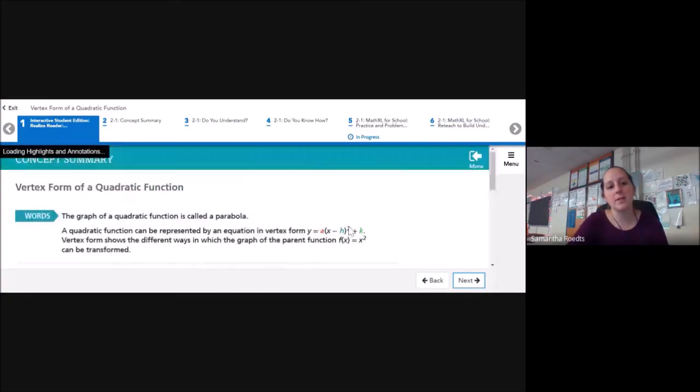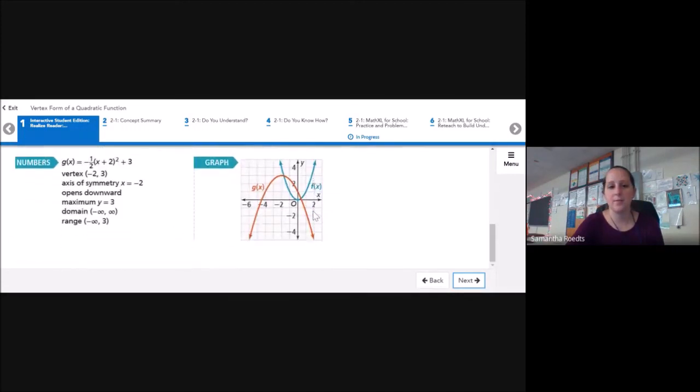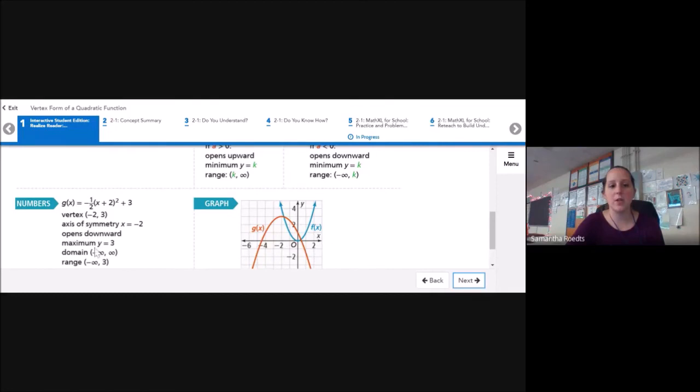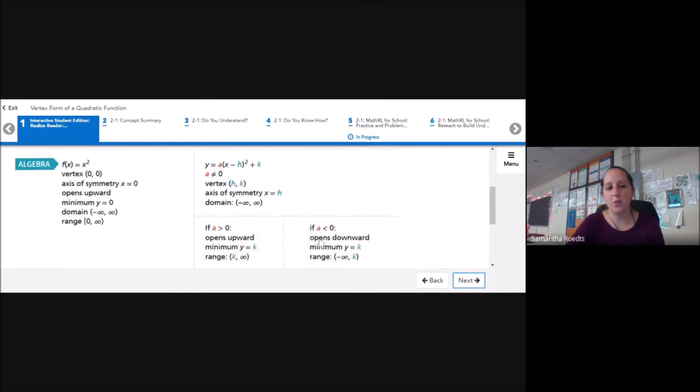Okay. So concept summary, vertex form of a quadratic function. The graph of a quadratic function is called a parabola. A quadratic function can be represented by an equation in vertex form, y equals a times (x minus h) squared plus k. Vertex form shows the different ways in which the graph of the parent function f of x equals x squared can be transformed. So we can look at graphs, we can look at numbers, and we can look at the algebraic way in which we do this.